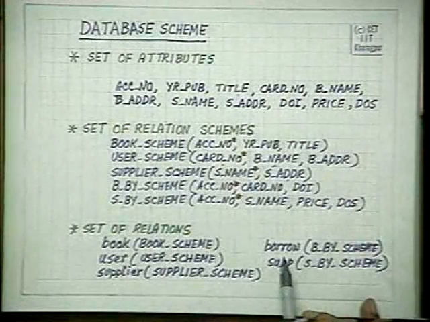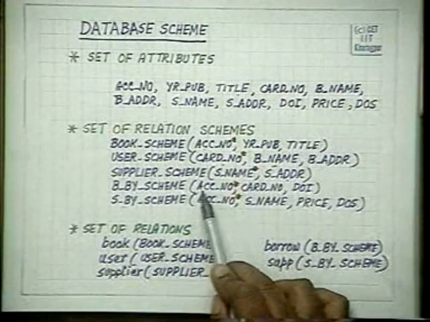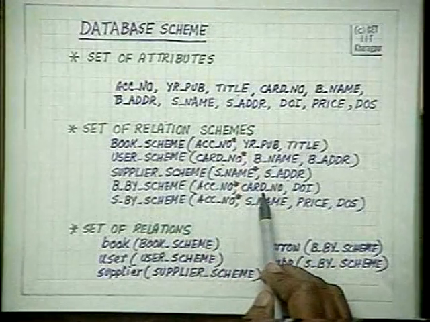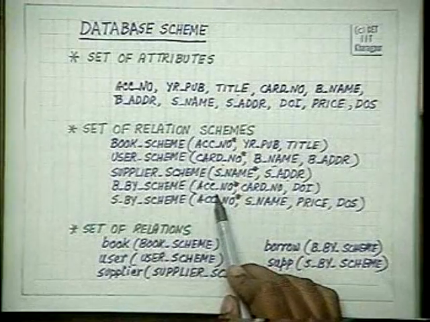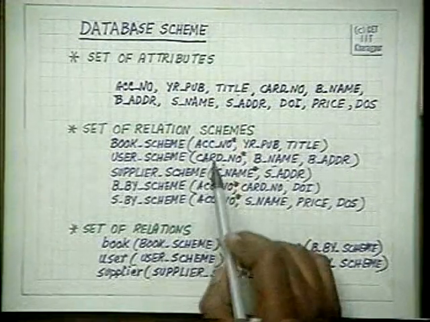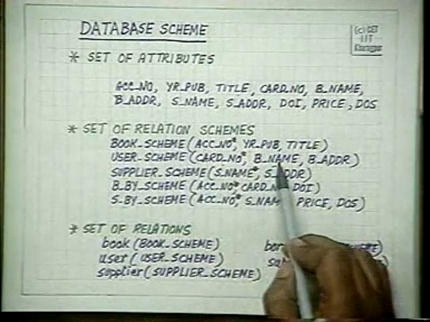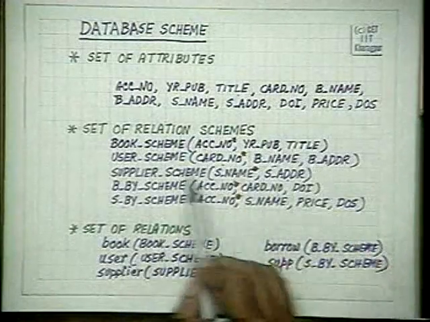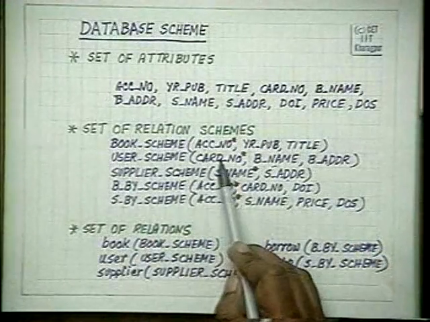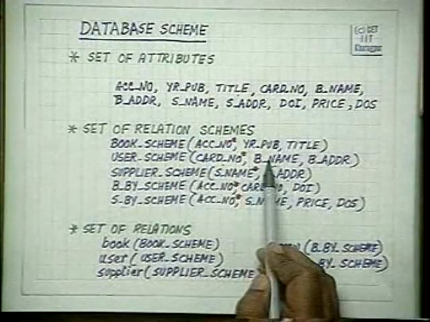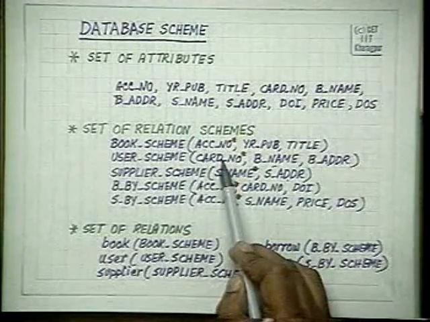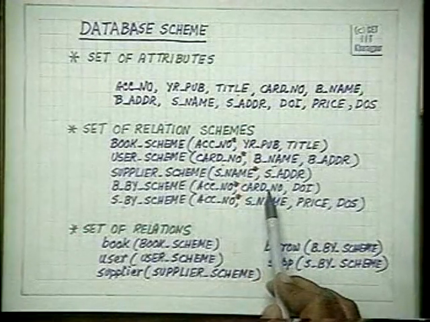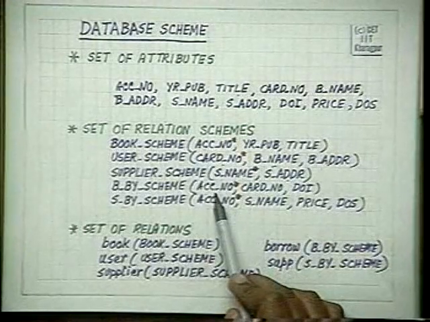In the borrow relation, we will not get Rakesh's name. We will get the card number and the corresponding accession number of the book. We will get the card number, the name of the person and the address from the user scheme. So we will have to combine these two. I have this card, this name. I know the person's corresponding card number. Now for this card number, I will find out all the books which have been issued.